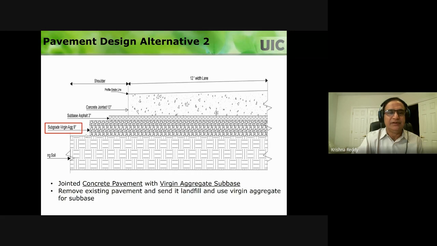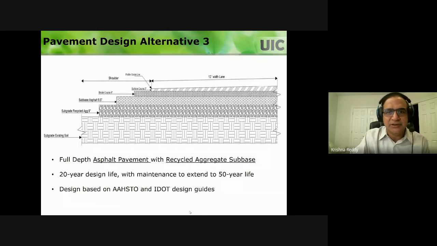So in this case, what would have happened is, if I was not going to use this recycled aggregate, then all the concrete that is removed had to be loaded up in trucks and sent to landfills, and then we have to bring in virgin aggregate from wherever it is available, to the project site and use it. And even this also has a design life of 50 years. Now we thought about this third alternative.